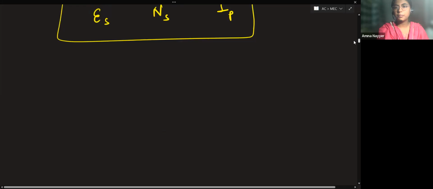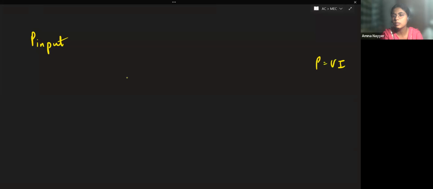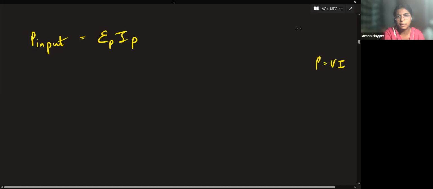See, output power and input power, you have to remember. So let's do input power. Power can be written from this formula, P is equal to VI. So the input power will become EP IP, and the output power will become ES IS, like this.